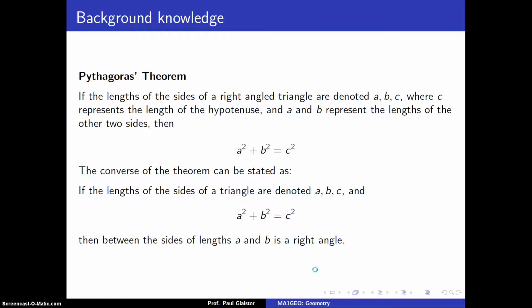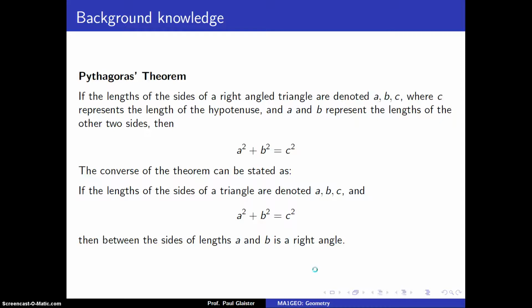One obvious fact that we will use quite a lot of, which you've known for a very long time, is Pythagoras' theorem, which tells you that in any right-angled triangle, if the length of the hypotenuse is c, the longest side opposite the right angle, and the other two sides are a and b, then the sum of the squares of those two sides is equal to the square of the hypotenuse.